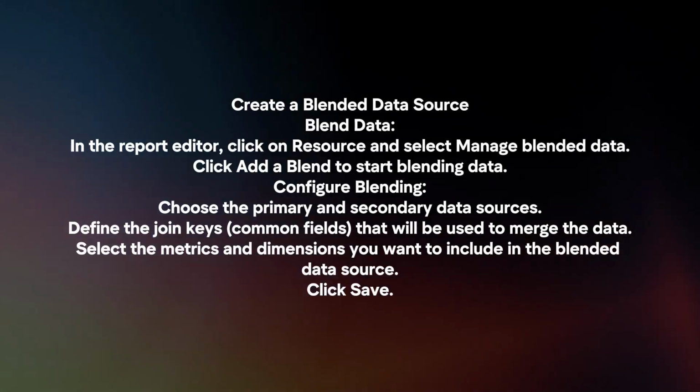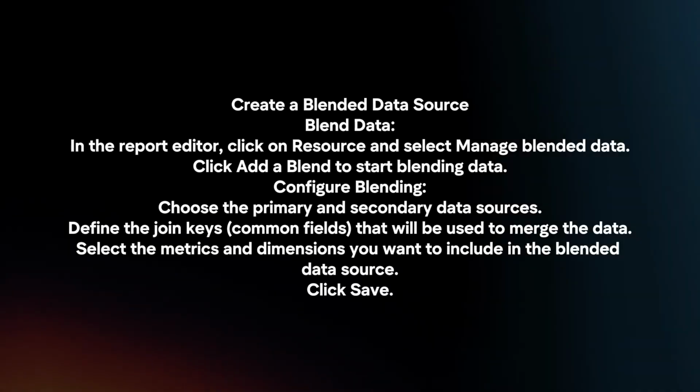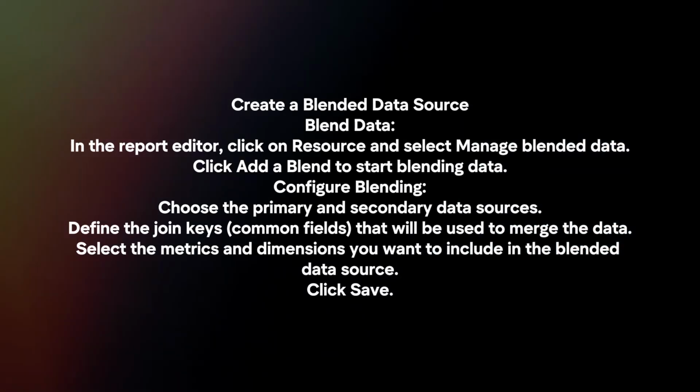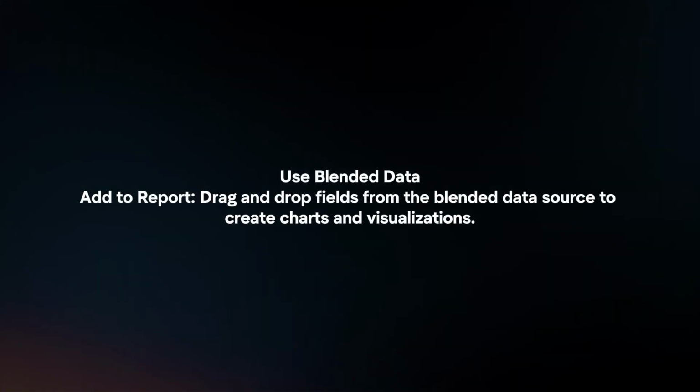Define the join keys that will be used to merge the data. Select the metrics and dimensions you want to include in the blended data source. Click Save. Use blended data. Add to report. Drag and drop fields from the blended data source to create charts and visualizations.